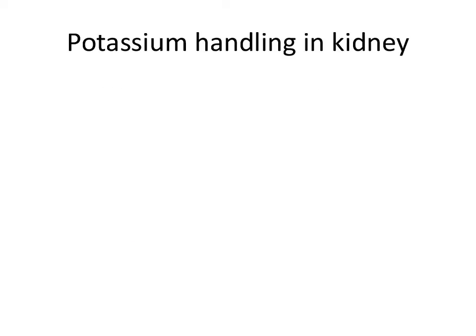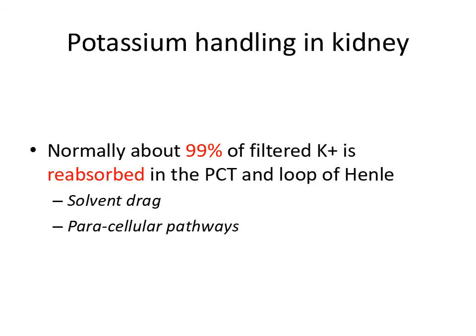Now coming to the potassium handling in urine. So potassium is both secreted as well as reabsorbed in the kidney. So normally 99% of the filtered potassium is reabsorbed, that occurs in the PCT and loop of Henle, that is through the solvent drag mechanism that we already discussed for calcium. So the same mechanism occurs for the potassium also. So reabsorbed by the solvent drag mechanism and that occurs through the paracellular pathway.